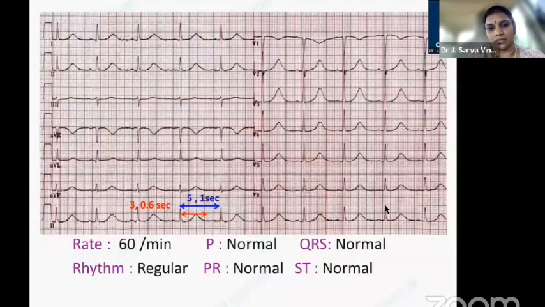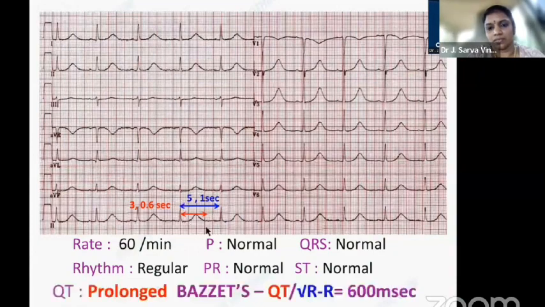So what do we see here? Here we have a normal P wave, normal PR interval, the rhythm is regular, everything is fine, but the QT is prolonged. So how do we determine the QT interval? The QT interval has to be corrected to the heart rate. So that is called the corrected QT interval. That is Bazett's formula: QT interval divided by the square root of the RR interval.